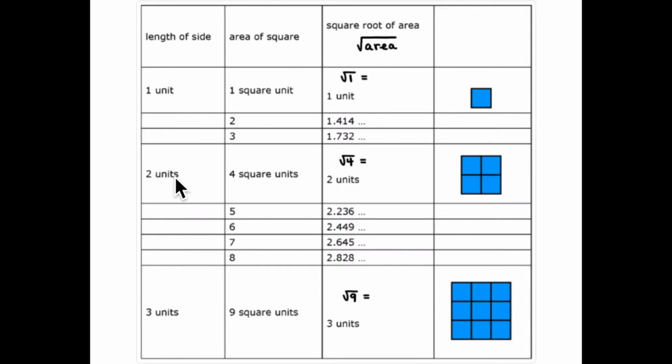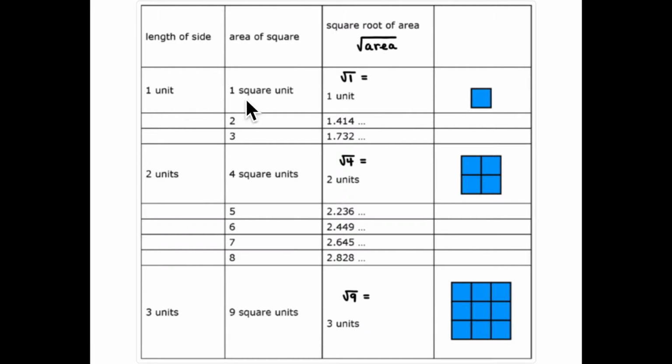And if you jump ahead to 2 units, the area is 2 times 2, or 4 square units. So here they are right here. 2 times 2 is 4 square units. And the length of one of these sides is the square root of 4, which equals 2. Then if the length of the side is 3 units, the area is 3 times 3, or 9 square units. 1, 2, 3, 4, 5, 6, 7, 8, 9. And the length of one of these sides is the square root of 9, or 3 units.